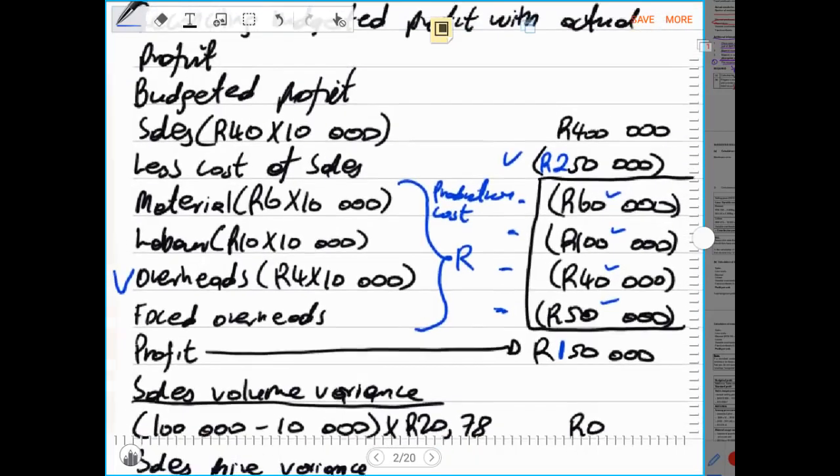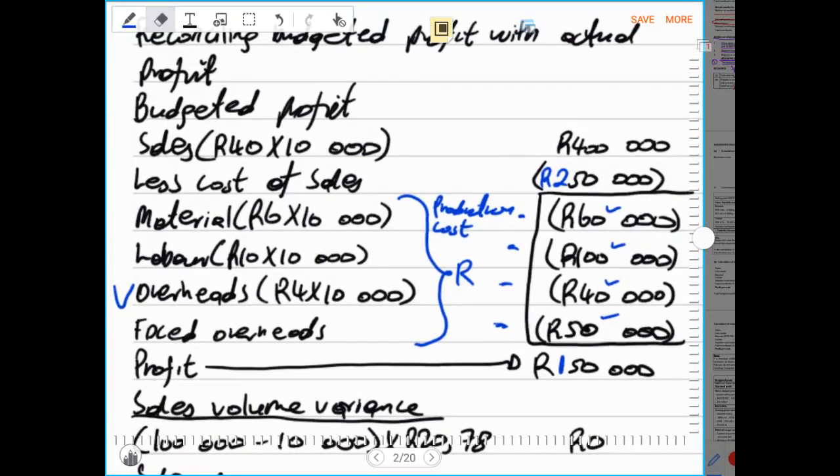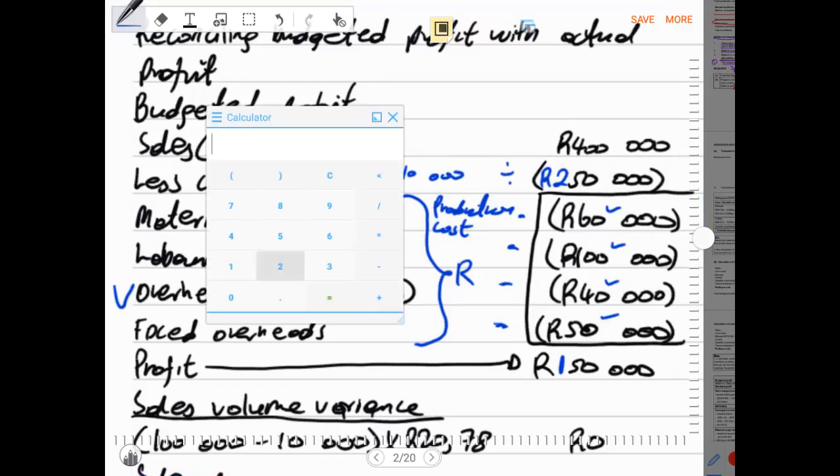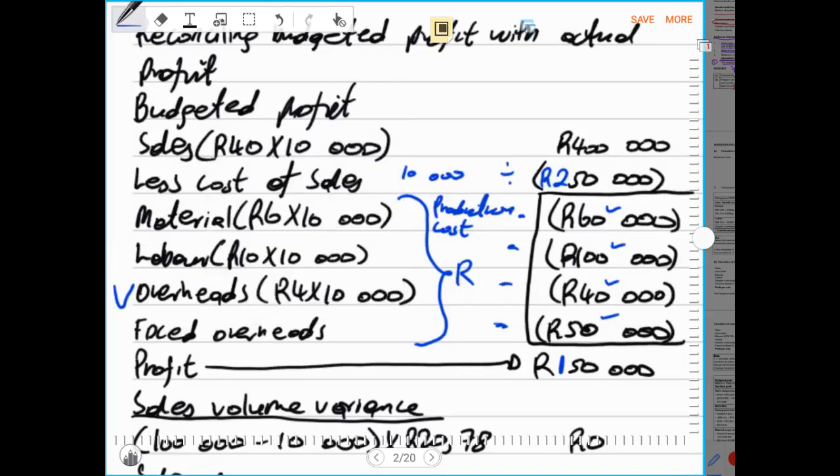Okay, let me just simplify it in the manner this is done. If we want to, we could have just said, divide this by 10,000. Then if we say 250,000 divided by 10,000 units, this will give us 25 rand. So our cost per unit would have been 25 rand. Then the minute our cost per unit is 25 rand, we can just say production cost is equal to 25 rand times 10,000. And that will give us only one line item.